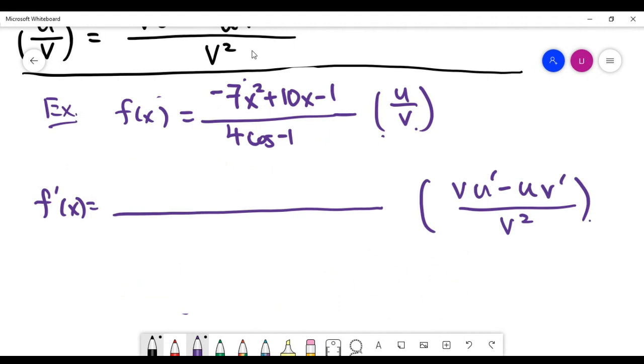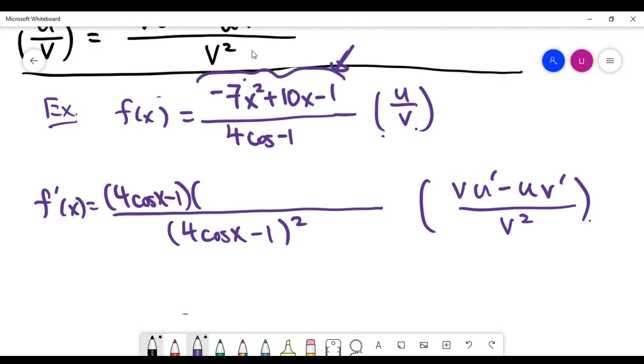The denominator is going to be 4 cosine x minus 1 close bracket squared, and the top term I just copy from the denominator. And the second term in the numerator is u prime, which is the derivative of the numerator, which is minus 14x plus 10, right? And then minus, and u I just copy from the top.